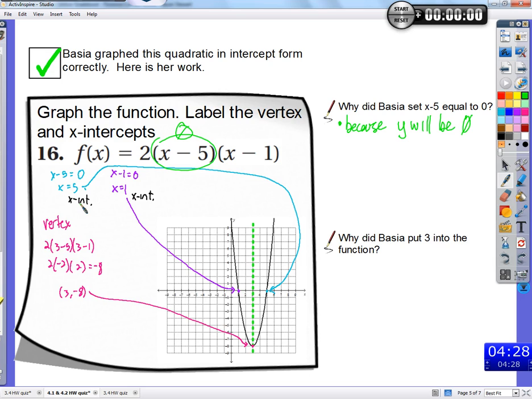So why did she set x minus 1 equals 0? Y is going to be 0. If x minus 1 is 0, we'll have 0 times x minus 5. In the scenario where this is 0, this won't necessarily be 0. Whatever it is, though, multiplied by 0 is 0. Multiply 2 by that 0, y, again, is 0. So what are these points called that we're finding by doing this? X-intercepts. To find x-intercepts.